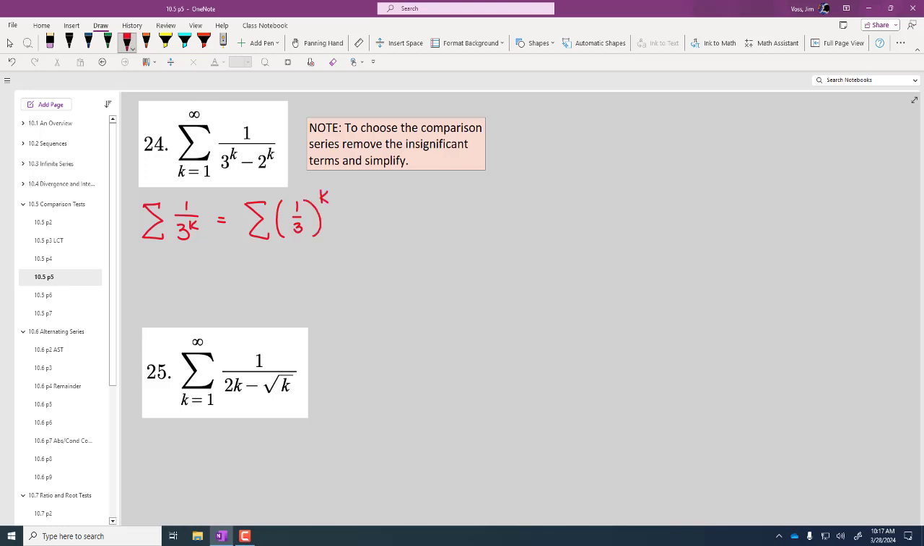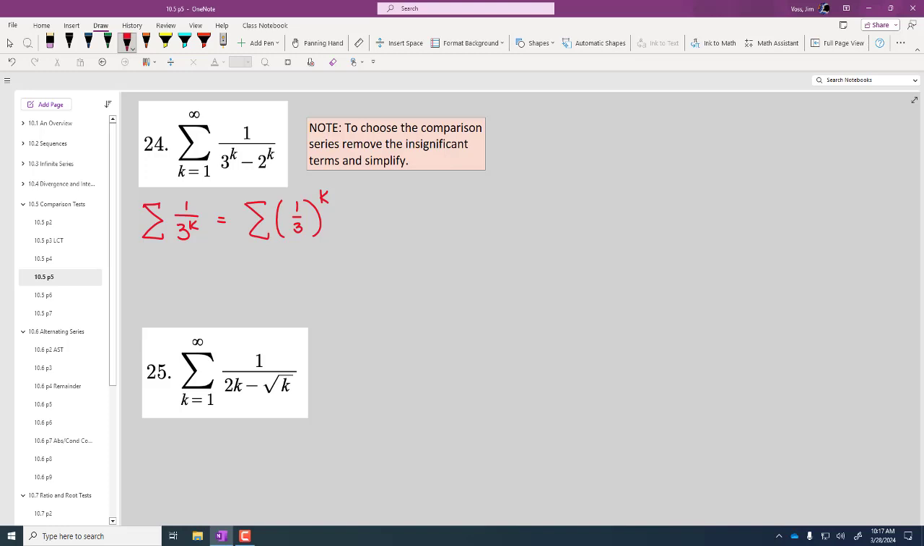So geometric is when the k is in the exponent position. P-series is when k is in the base. So a p-series, the denominator is a polynomial. A geometric series, we're dealing with an exponential. Right, so geometric, k is in the exponent, that's exponential. P-series, k is in the base, that's polynomial.